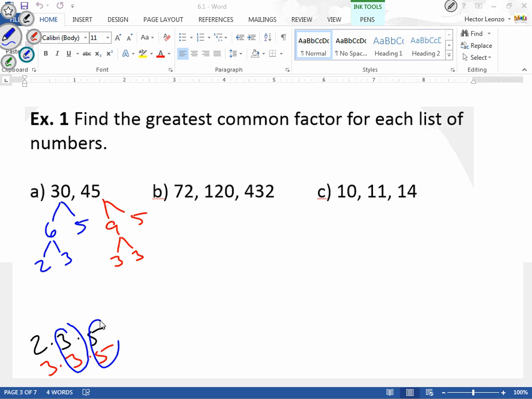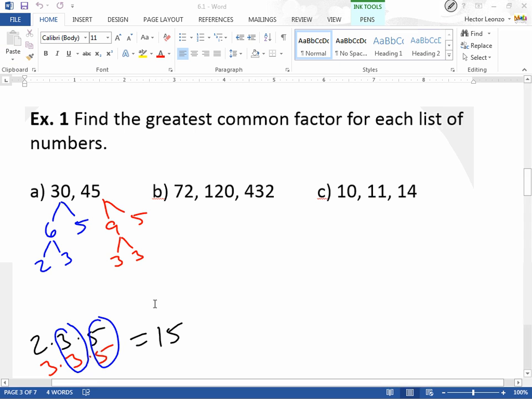They both have a 5. So I'm going to multiply the common factors, in this case 3 and 5. I multiply them and get 15, the greatest common factor that 30 and 45 have. So once again, from the factors that 30 and 45 have, 15 is the biggest. I did the prime factorization of each, look at the common factors, and multiply them.